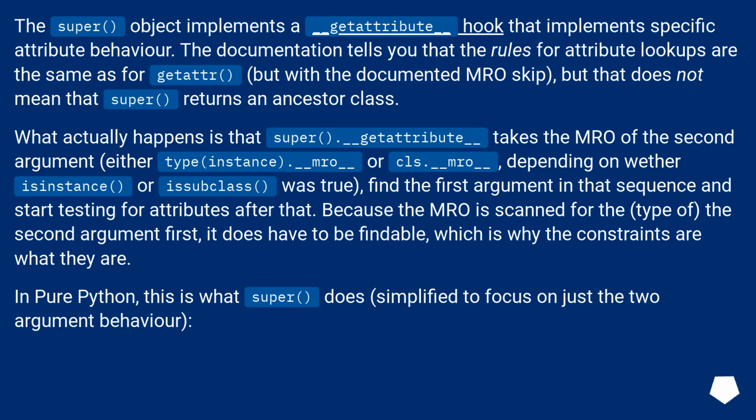What actually happens is that super.__getattribute__ takes the MRO of the second argument, either type(instance).__mro__ or cls.__mro__, depending on whether isinstance or issubclass was true. Find the first argument in that sequence and start testing for attributes after that. Because the MRO is scanned for the type of the second argument first, it does have to be findable, which is why the constraints are what they are. In pure Python, this is what super does, simplified to focus on just the two-argument behavior.